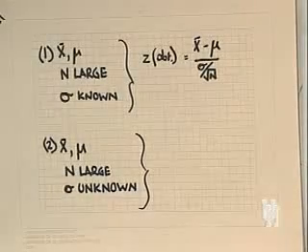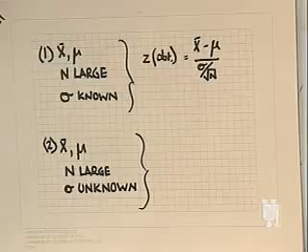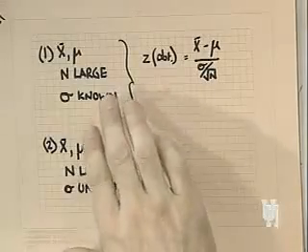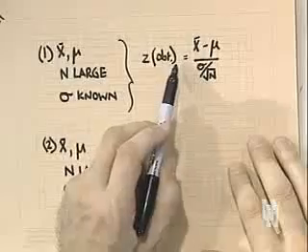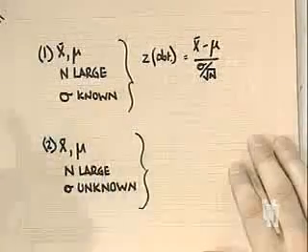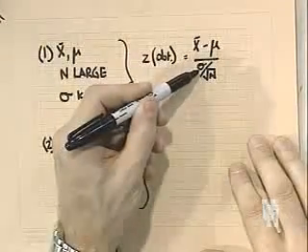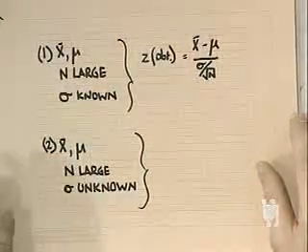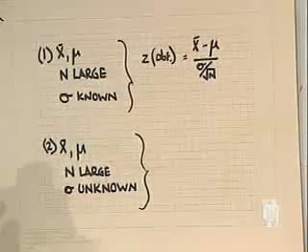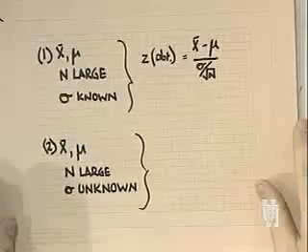So, when computing the observed or obtained value of Z in context 1, you invoke the formula Z obtained equals X bar minus mu divided by sigma over the square root of n. That is, divided by the standard deviation of the sampling distribution of sample means.